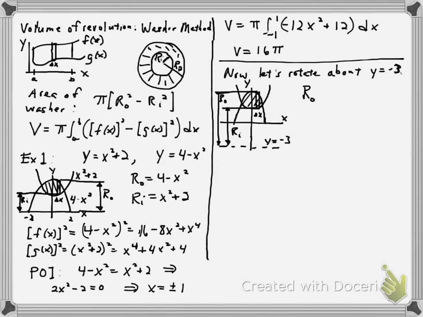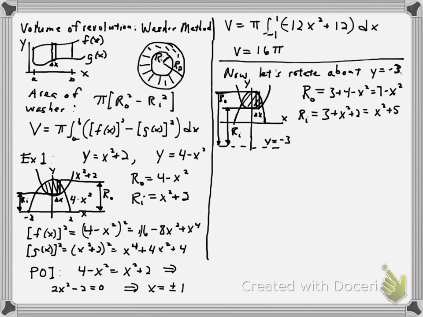So if you compare r sub o in this case to r sub o in the previous case, what's happened? Well, r sub o is bigger now, right? And how much bigger? It's bigger by exactly 3. So r sub o in this case is 3 plus 4 minus x squared, or it's equal to 7 minus x squared. And what is r sub i? Well, it's related to the curve x squared plus 2. Of course, we have to add 3 now to that as well. So we do 3 plus x squared plus 2, and we get x squared plus 5. So these are the outer radius and the inner radius respectively.